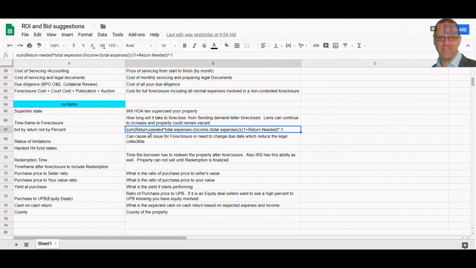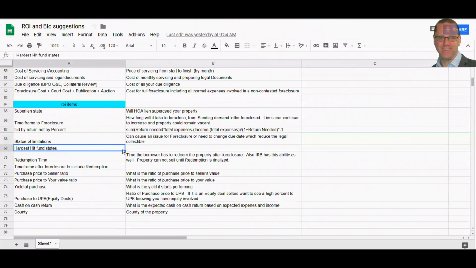Statute of limitations. This either causes a problem to foreclosure or just changes the due date, which reduces the legal collectible amount, because you're pushing it from 5 years to 4 years. Hardest hit states, we have a yes or no on that, so we know that if we get a property that is in a state like that, we can quickly determine that that's a possibility or an option for our exits.